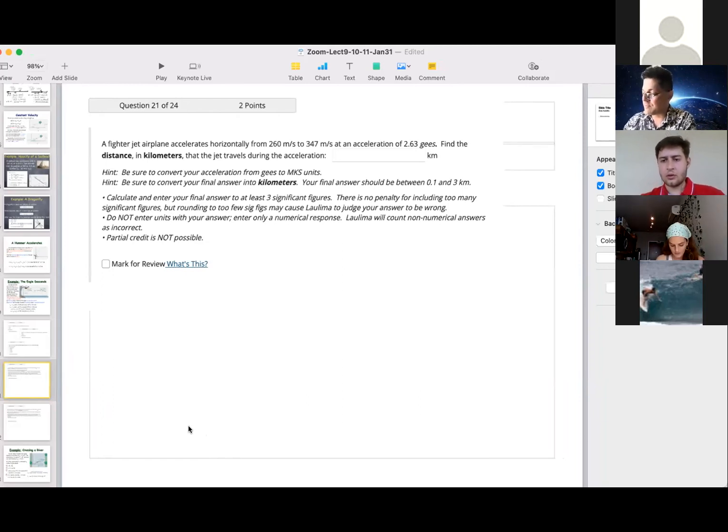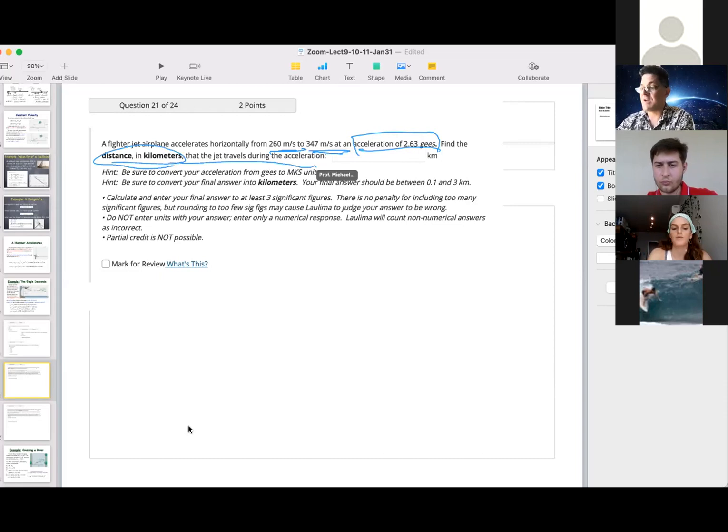All right, let me start over. So when we look at the top of the problem, it looks like I have a fighter jet that's starting at some slower speed, increasing to some faster speed. This is along a straight line. Okay, so it's a one-dimensional problem. And I'm given the acceleration over here, but notice the units are funny. The units are in G's. Okay, and what am I being asked for? I'm being asked for the distance that the jet travels during this time period as it goes from some initial speed to some final speed.